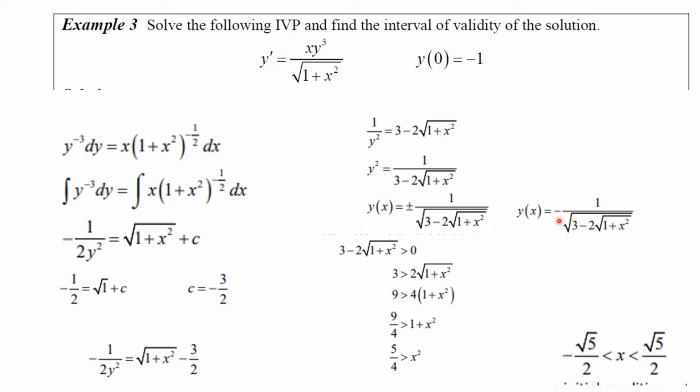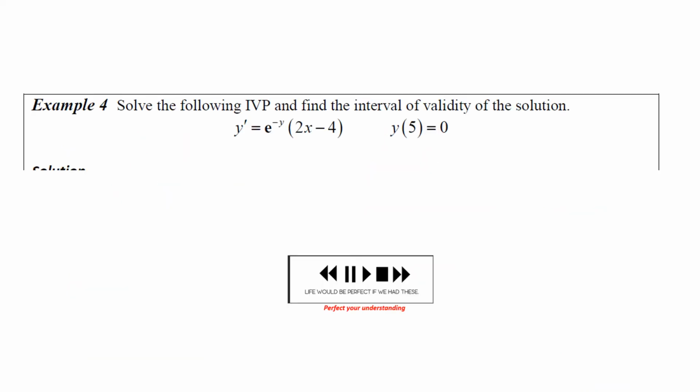To find the interval of validity then, this has to be greater than 0. It can't be equal to 0 because it's in the denominator. So we solve this and find that x squared is less than 5 over 4. That means that the absolute value of x is less than the square root of 5 over 2, and that means that x is between these two values. That ends up being exactly where 0 is, so that is the interval of validity.